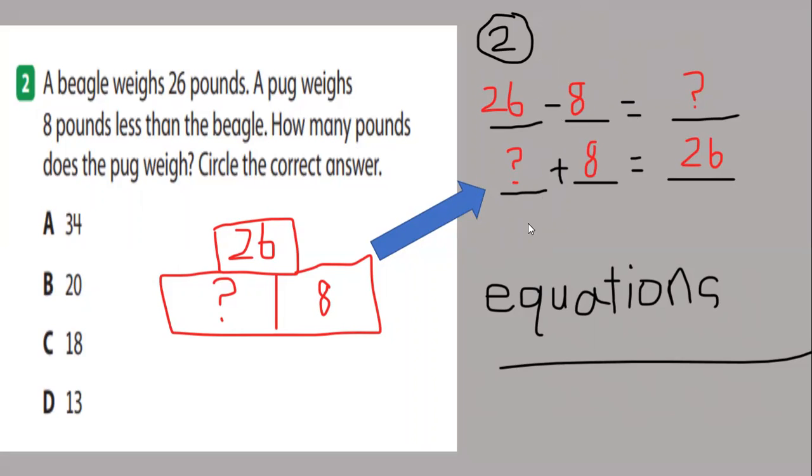And then our addition equation, we're going to take how much does the pug weigh? We don't know. That's why it's a question mark. How much does the pug weigh, plus those 8 pounds, will give us how much the beagle weighs. And that matches our word problem.